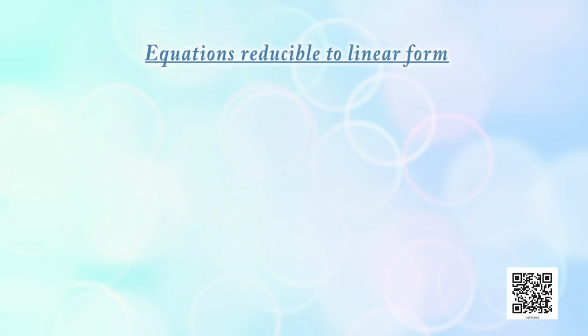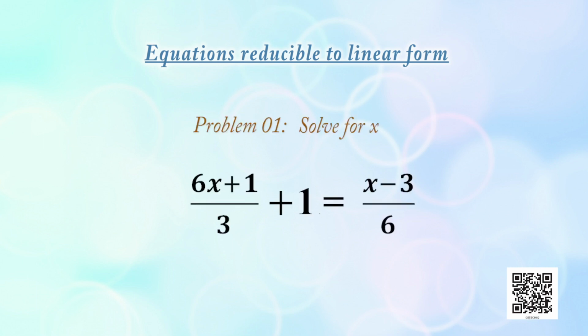Now, the next variety is, if the equation does not directly look like linear form, but by reducing it into linear form, we can solve such type of equations. In this section, we will observe such type of equations. Consider the following example. The problem is like this: (6x plus 1) divided by 3 plus 1 is equal to (x minus 3) divided by 6.